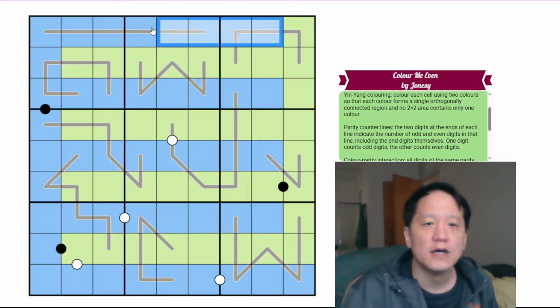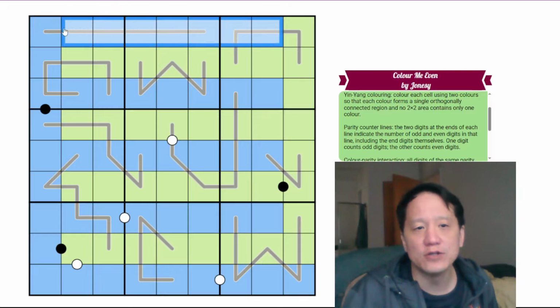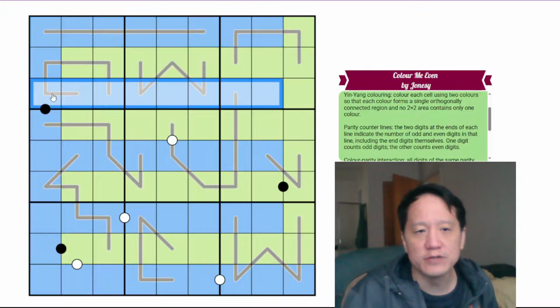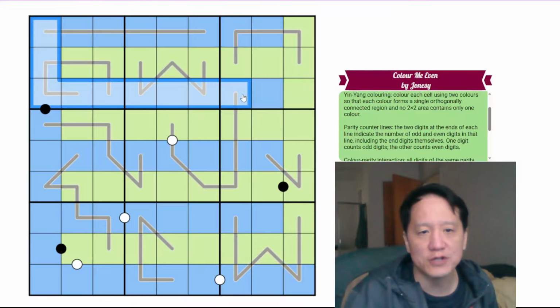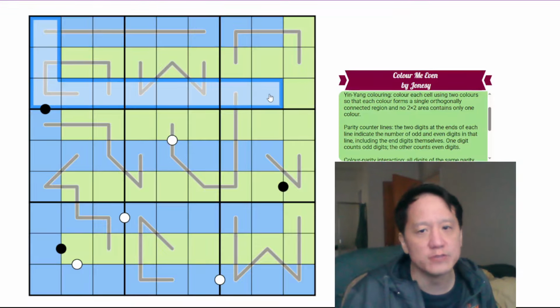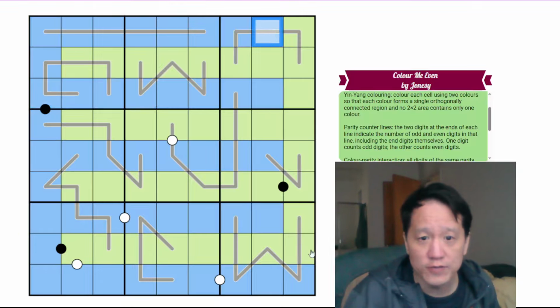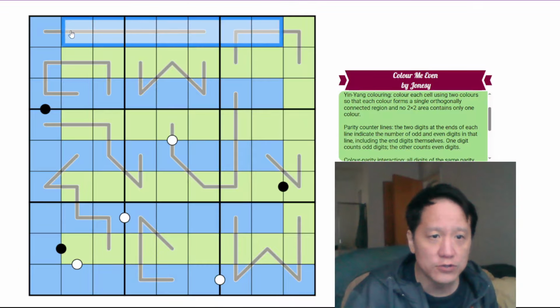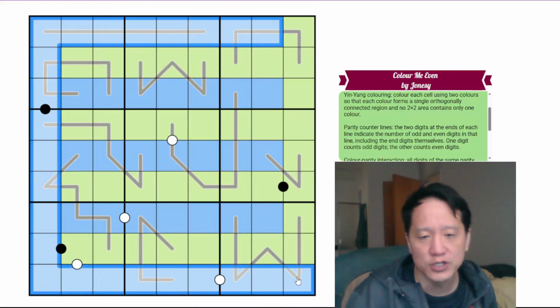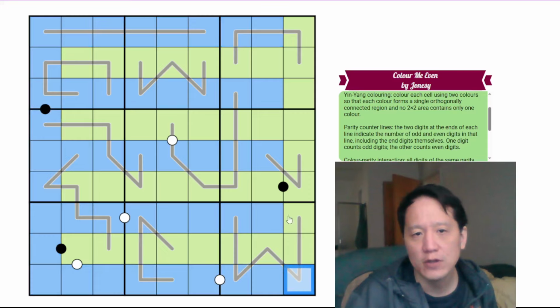Because to get from any cell in the blue region to any other cell in the blue region, you can just go through edges all while staying within the region. That's what it means to be orthogonally connected as a region. Right? So to get from this cell to this cell, you just go through the edges all the way here, all while staying within the region to get to that cell.